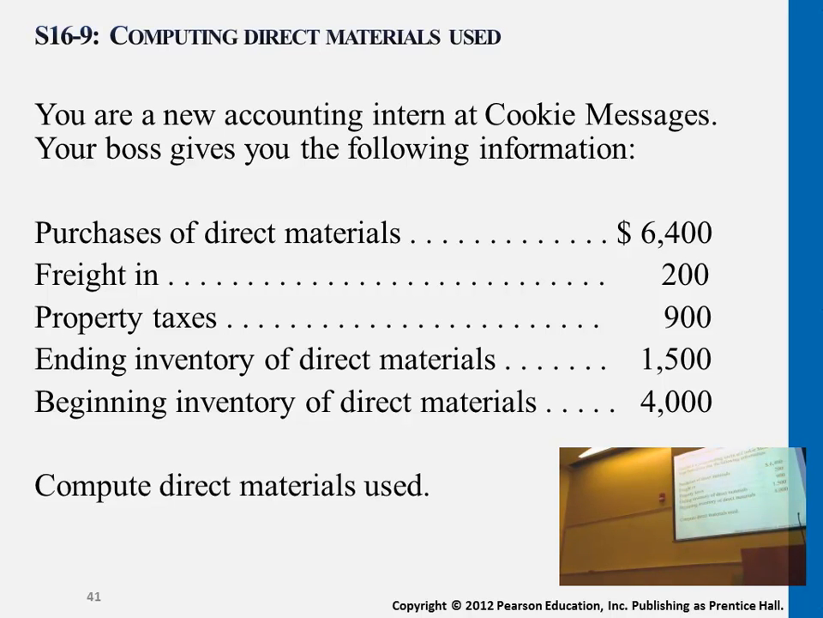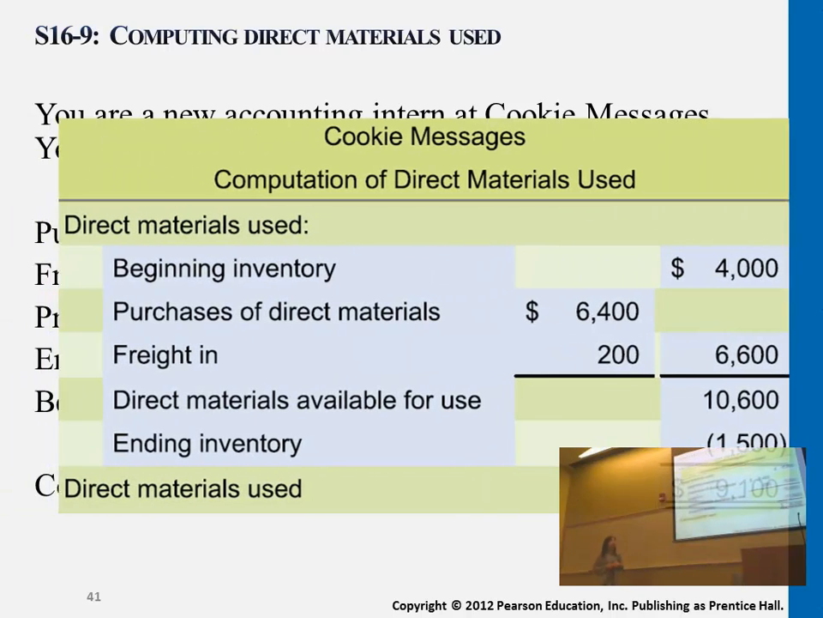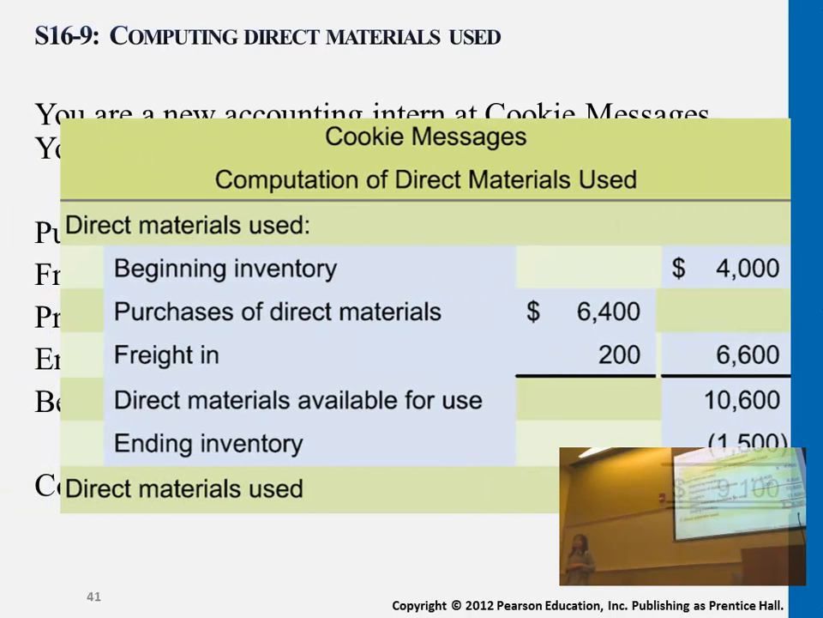We use beginning inventory first, $4,000. This is carried on from last year, the leftover materials from last period. We made new purchases, $6,400. And then it comes with freight charges, $200. And we compare those numbers, the available materials against what's left at the end of the year, which will give us the total direct materials used, $91 worth of direct materials.